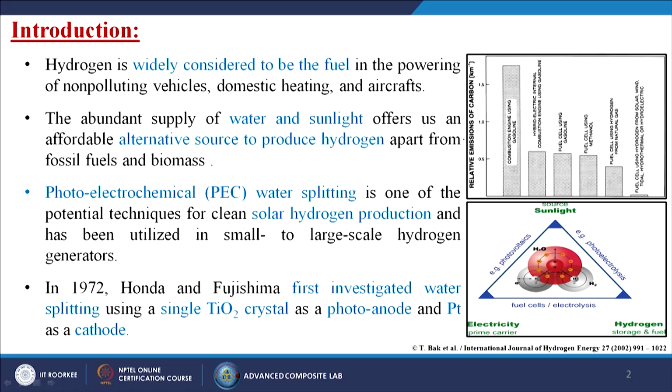Now, from the right hand side image you can see on the y axis the relative emissions of carbon. If we talk about the combustion engine using gasoline, it is too high, but at the same time if we talk about the hybrid electric internal combustion engine using gasoline, it is a little bit reduced. But now you come to the last part, which is the most important part, where we are using the fuel cell using hydrogen from solar, wind, tidal, hydrothermal or hydroelectric sources. In this case you see the emissions are very, very low.